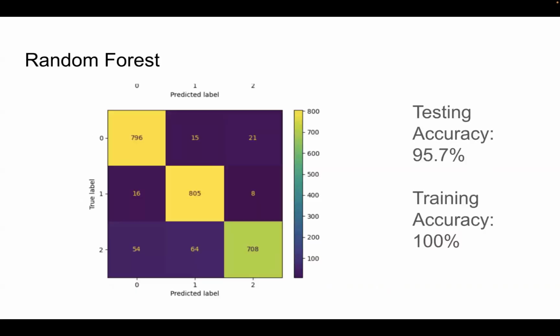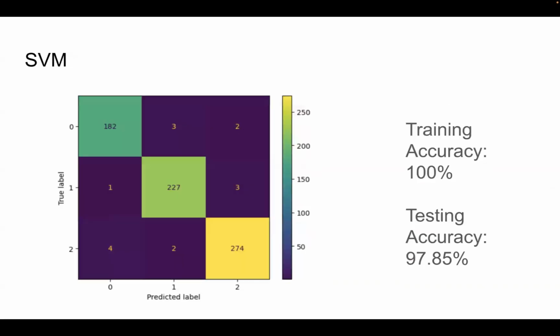All right, so now going into our different modeling methods, we begin with random forest, which on our training accuracy received a 100%, and on testing accuracy received almost a 96%. For the SVMs, like the random forest, training accuracy was at 100, and the testing accuracy was at 97.85%.